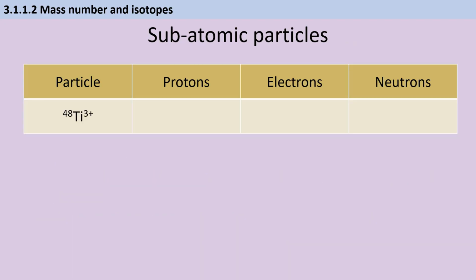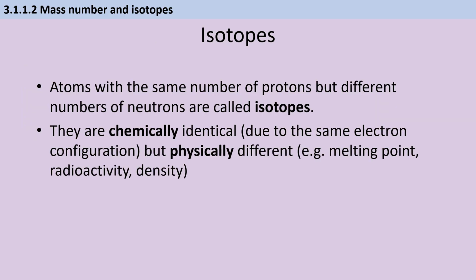For any species, you should be able to identify the number of each subatomic particle. This titanium ion, because it's titanium, must have 22 protons. Then, in order to work out the number of electrons, we look at the charge. Here it's 3+, so we're expecting 3 fewer electrons than protons, so that's 19. And then to work out the number of neutrons, we do the mass number, take away the number of protons, which gives us 26.